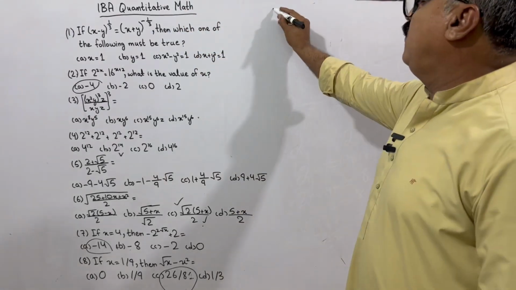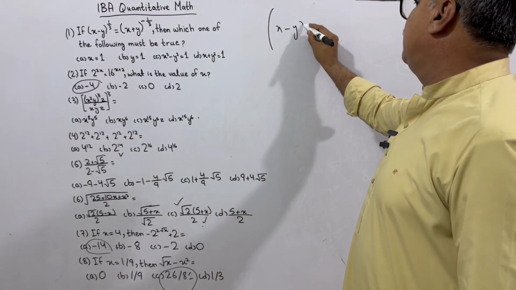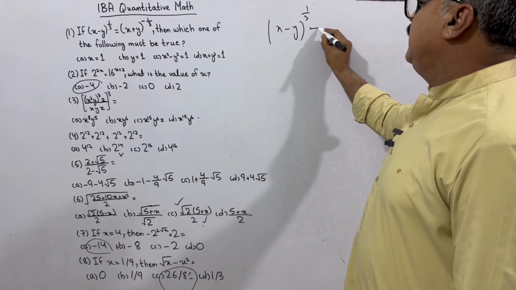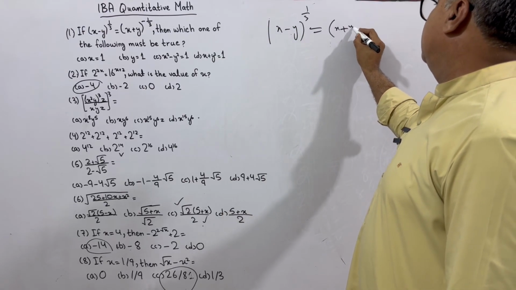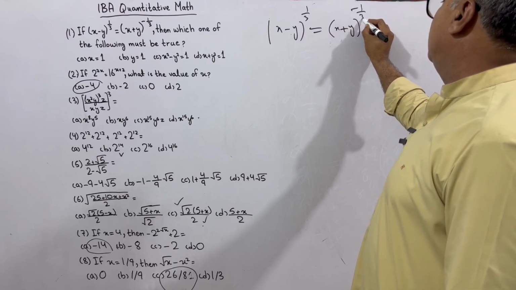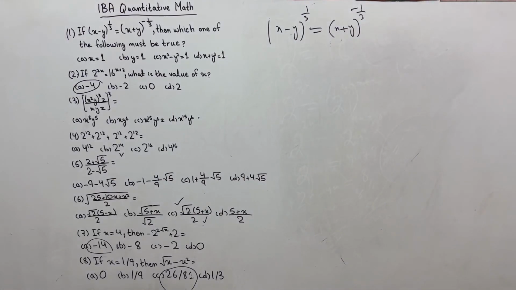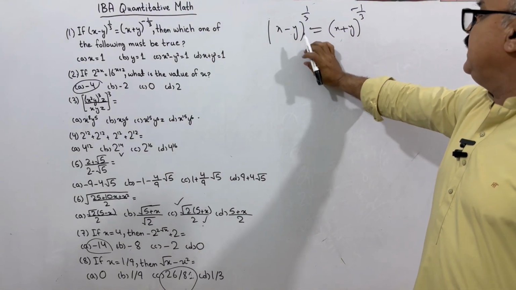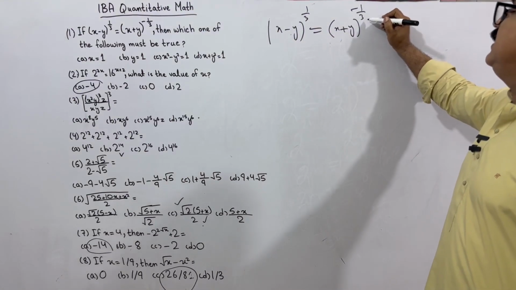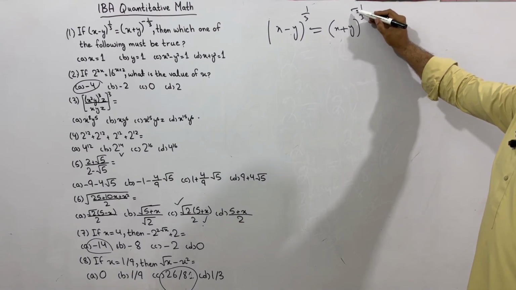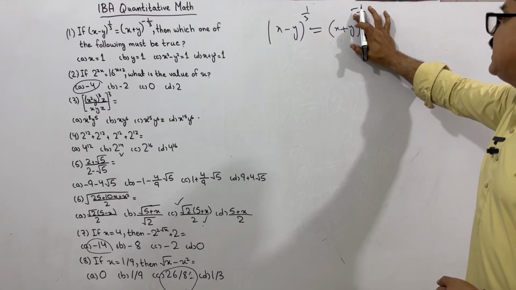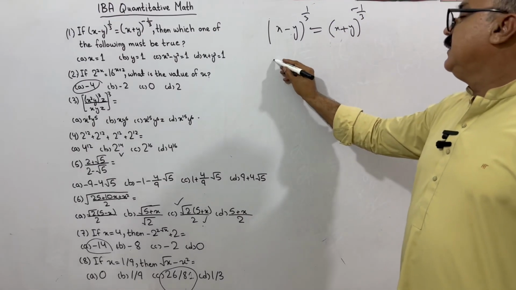Okay, if (x minus y) raised 1 over 3 is equal to (x plus y) raised minus 1 over 3, then which of the following must be true? Look at this one. How to turn this negative exponent into positive? How to convert this negative power to positive power?